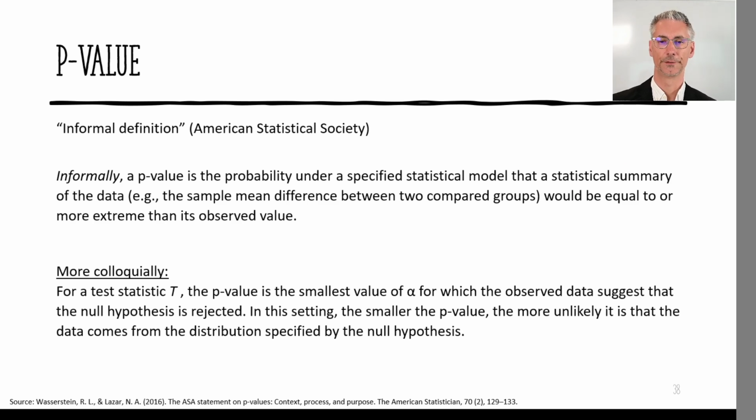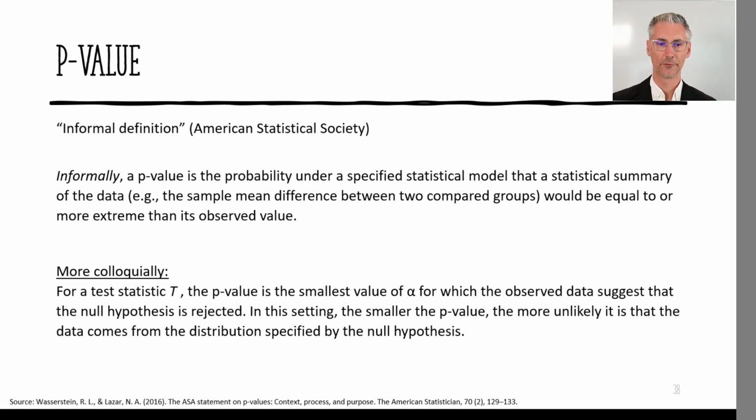What is this p-value? It's very often used, but it's not the easiest concept to grasp. Let's go with the informal definition in quotation marks that comes from the American Statistical Society. It says informally, a p-value is the probability under a specified statistical model that a statistical summary of the data, like the sample mean difference between two compared groups, would be equal or more extreme than its observed values. This is not very clear, is it?